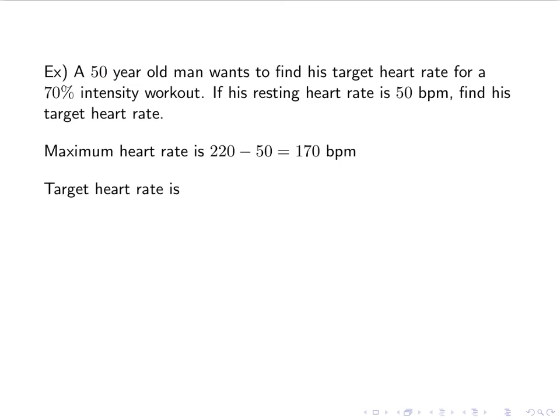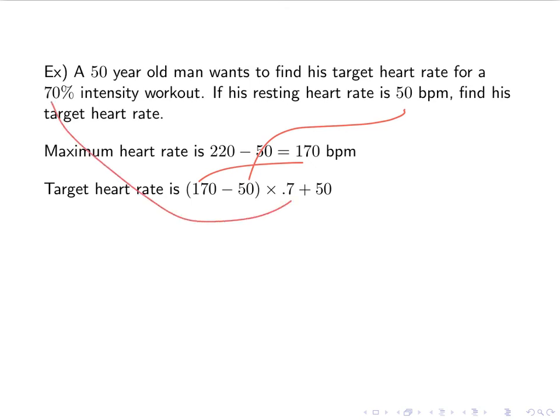And then we plug that into the target heart rate equation. So it is the maximum heart rate minus the resting heart rate, so that 50 is not his age, it's his resting heart rate, times the intensity as a decimal, plus the resting heart rate. Make sure when you're plugging into your calculator that you do order of operations, right? I need to do the parentheses first, then multiply by 0.7, and then add 50. And I should be getting 134 beats per minute.